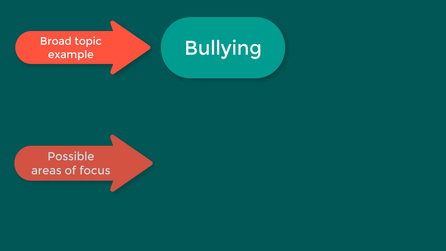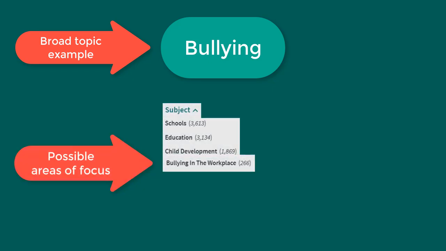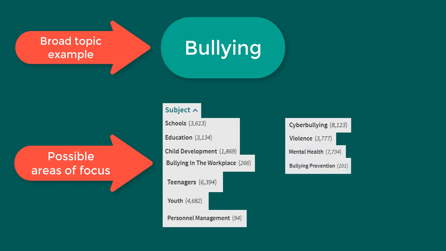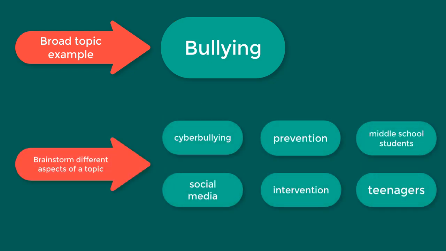For example, our results include resources about bullying in schools and in the workplace, bullying among teenagers, children, and adults, cyberbullying and physical bullying, and a range of other topics like mental health and bullying prevention. It would be difficult to write a paper if our topic is too broad like this because there are so many different subtopics.